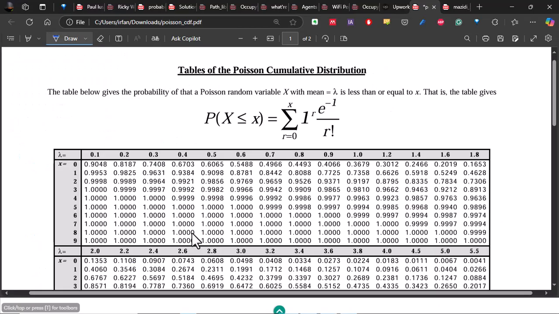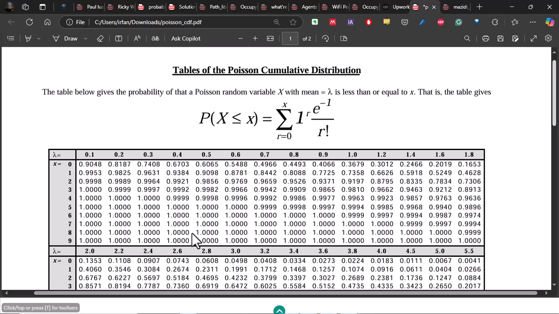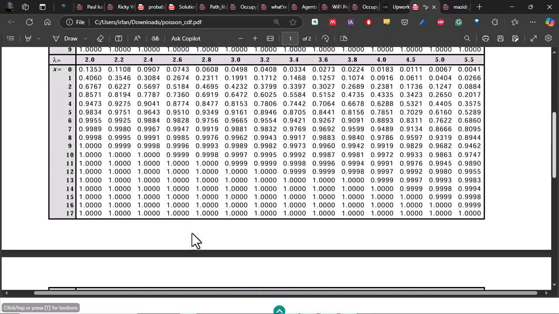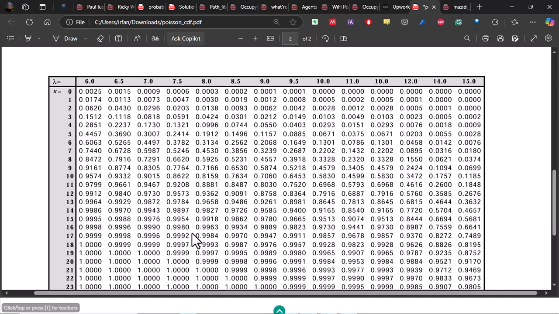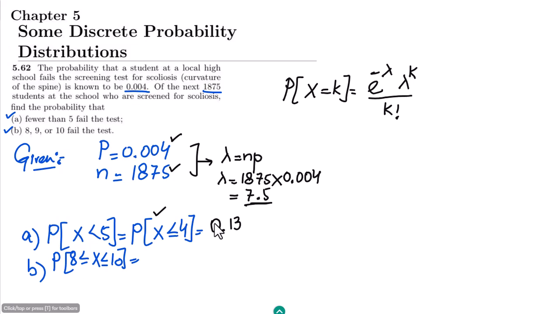So this is the table. Let me go to lambda equal to 7.5. We want to find the value for x less than or equal to 4, which is here. This value is 0.1321. That is basically the solution of part A of my question, using the tabular method.